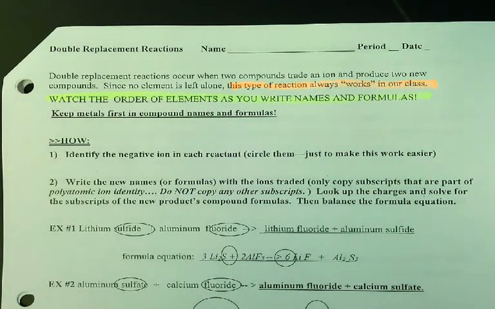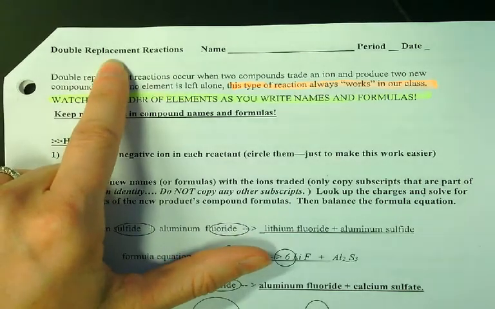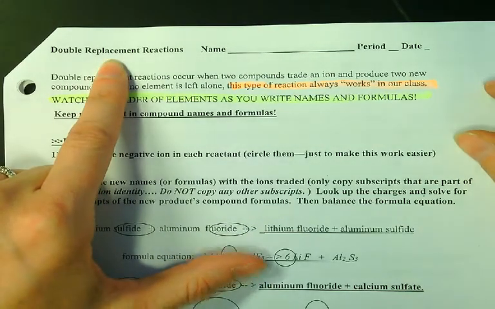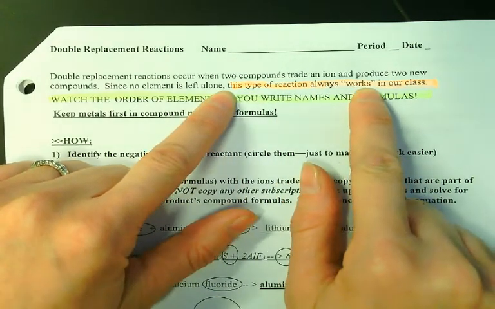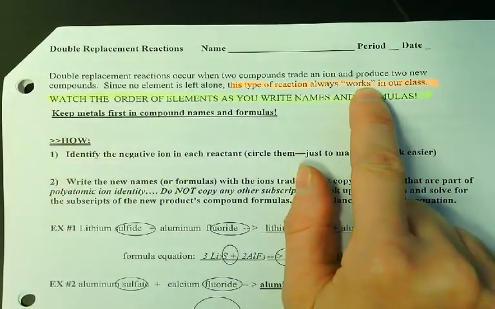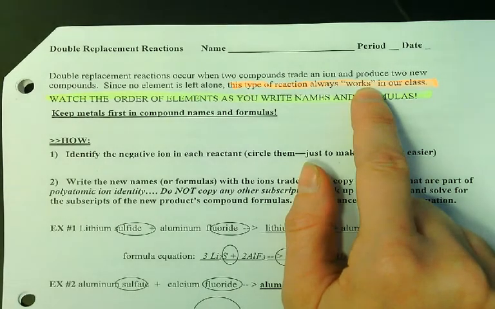Welcome to your Unit 5 video tutorial on pages 15 and 16. This is predicting products of double replacement reactions. A couple of things I want to point out in the instructions: this type of reaction always works in our class. Not all double replacement reactions really work, but in this level of chemistry they do.